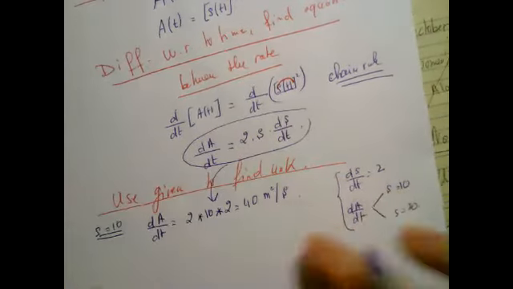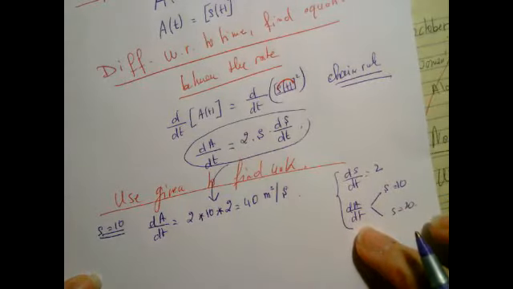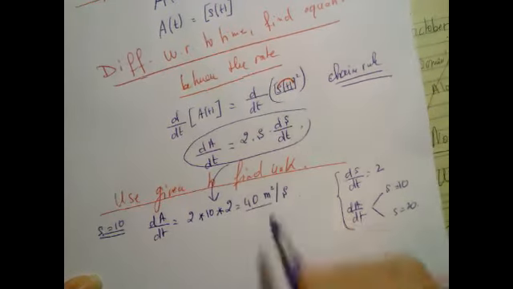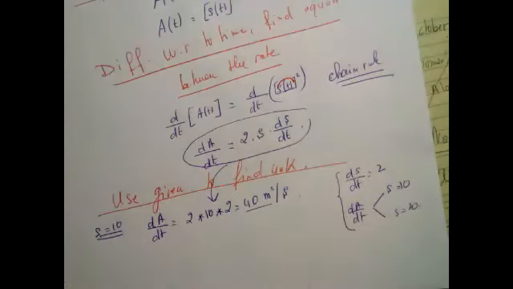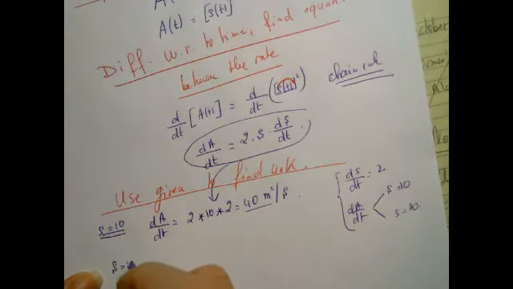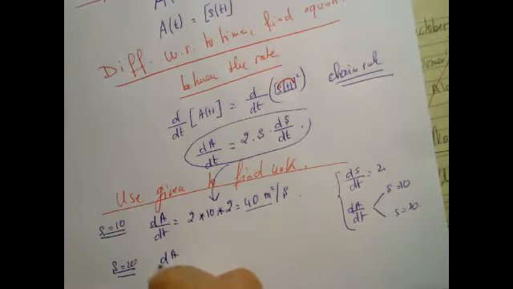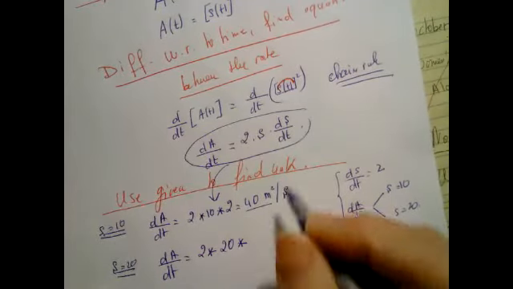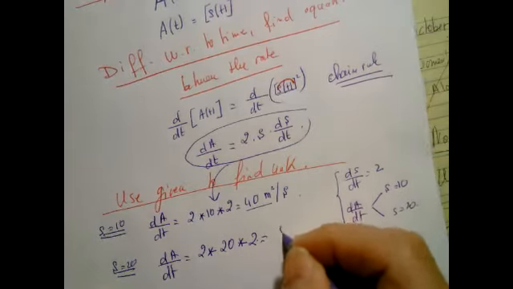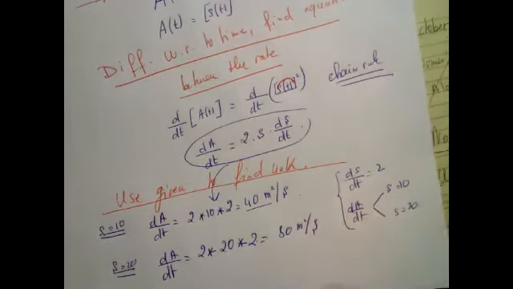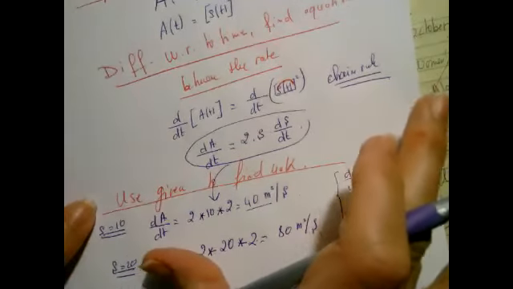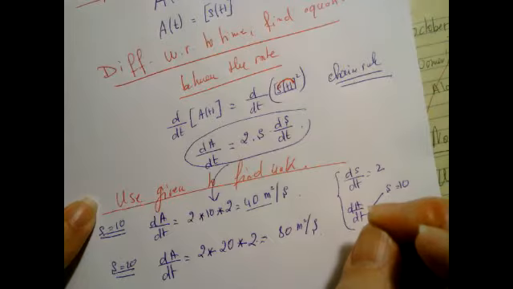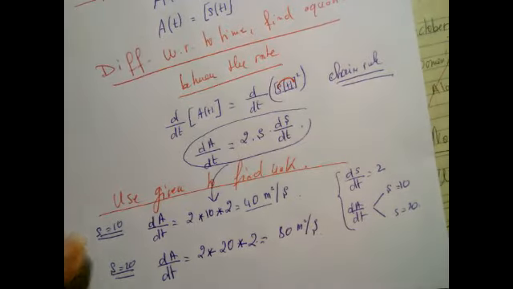Because s is measured in meters, the unit is meters squared per second. It means once the side is 10 meters, then after 1 second the area increased by 40 meters squared. So when the side is 10 meters, that's how fast the area is increasing. Now when the side is 20 meters, the area is increasing at a faster rate. It's 2 times 20 times 2, which is going to give me 80 meters squared per second. So when the side is very big, at 20, if we change the time by 1 second, then the area will increase by 80 meters squared.